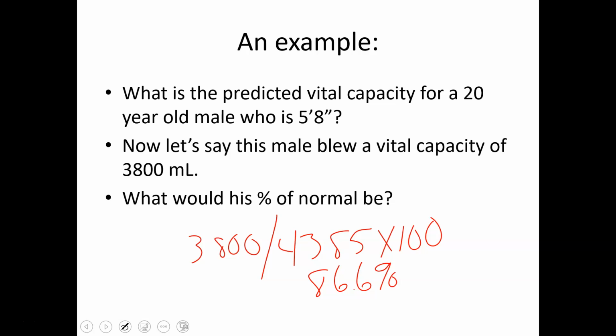Now, I will tell you, based on past experience with the labs at Tarrant County, most of my students do blow significantly lower values than what the prediction is. I don't know if it's because I've got a lot of smokers in my class or if they don't exercise like they're supposed to, but a lot of my people are batting less than 1,000 if you kind of want to look at it that way.